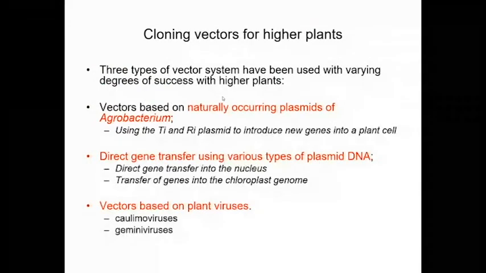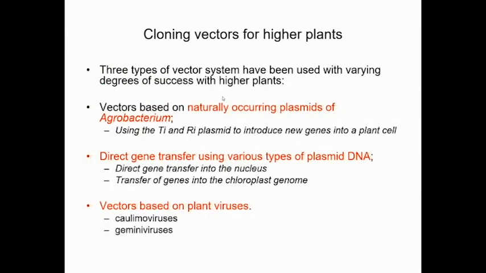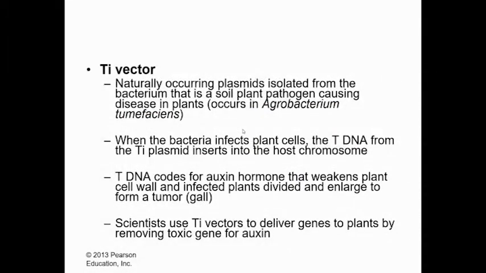And then the cloning vectors for the higher plants. So we have three types of vector systems used for the higher plants. One can be based on the naturally occurring plasmid of Agrobacterium, like the tumor-inducing Ti or Ri plasmid, to introduce new genes into the plant cell. So the Ti vector is a naturally occurring plasmid isolated from the bacteria, a soil plant pathogen causing disease in plants.